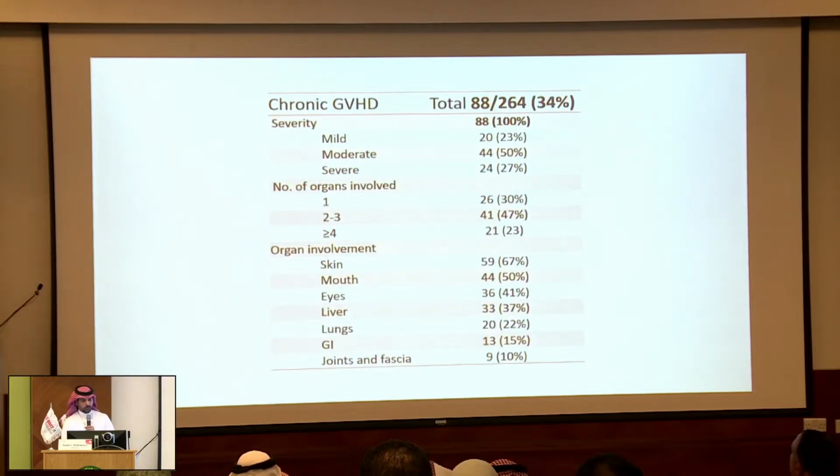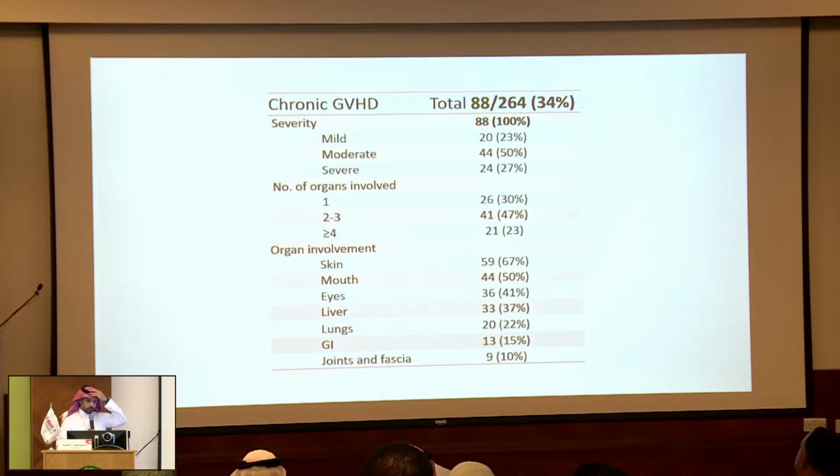Okay, so now I will review the chronic GVHD data. So we have a rate of around 34% of chronic GVHD identified, 88 patients in total. 50% of them are moderate, mild was 23%, and severe 27%. Organ involvement, 30% have only one organ involved. 47% have 2 to 3 organs, and 23% have 4 or more organs.